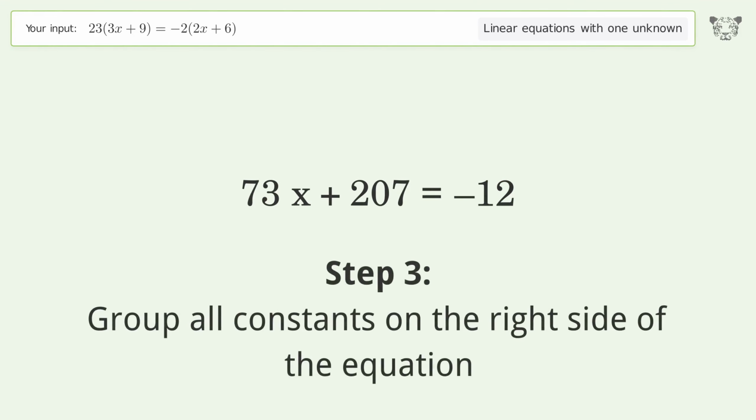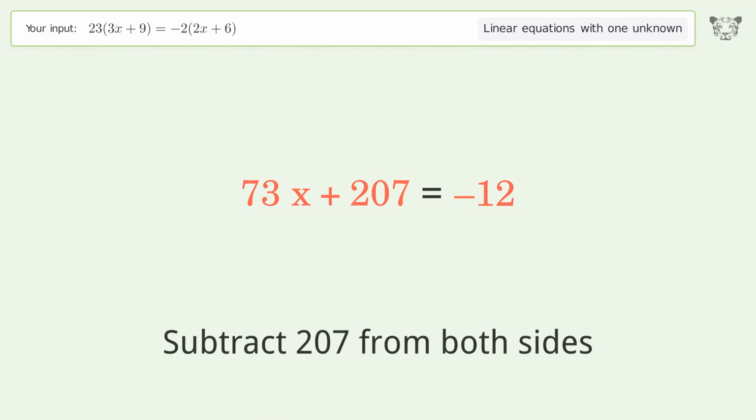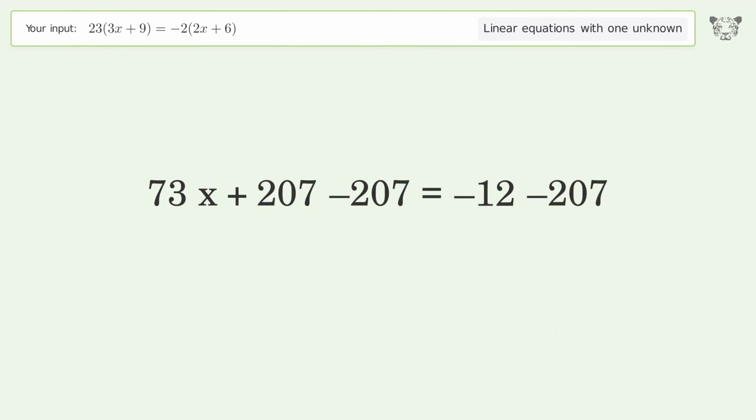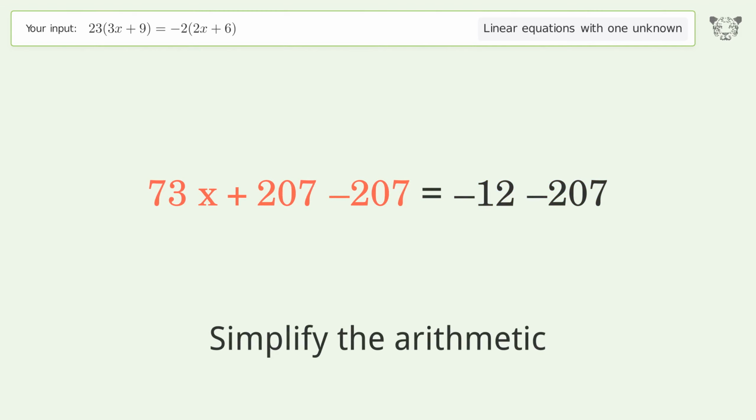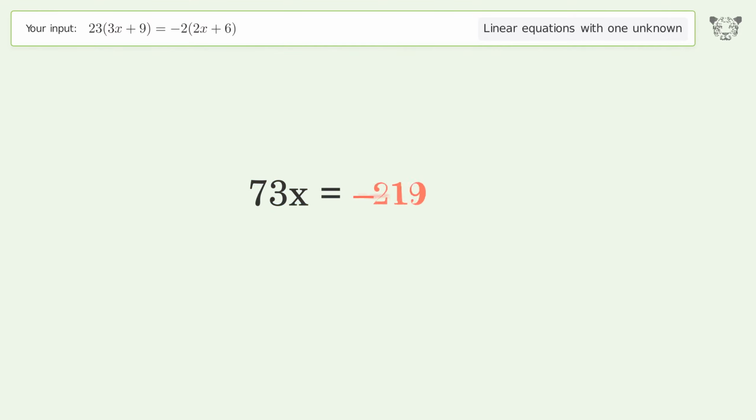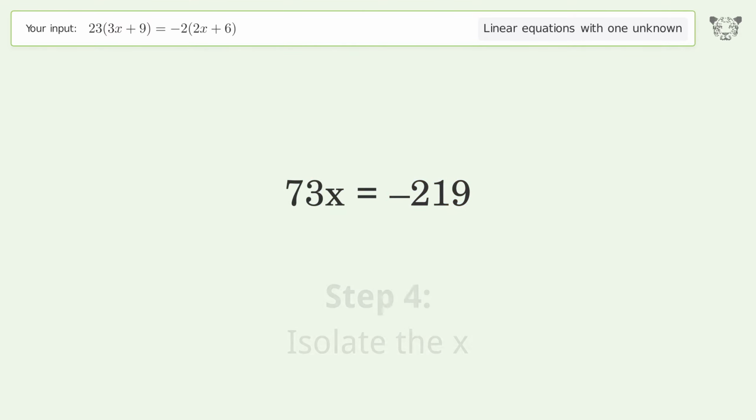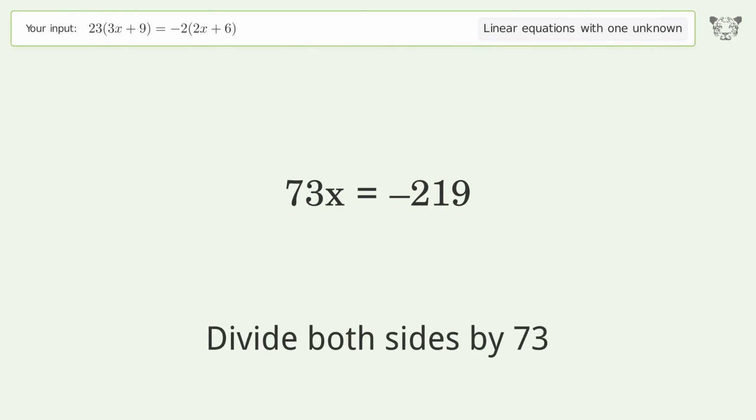Group all constants on the right side of the equation. Subtract 207 from both sides. Simplify the arithmetic. Isolate the x. Divide both sides by 73.